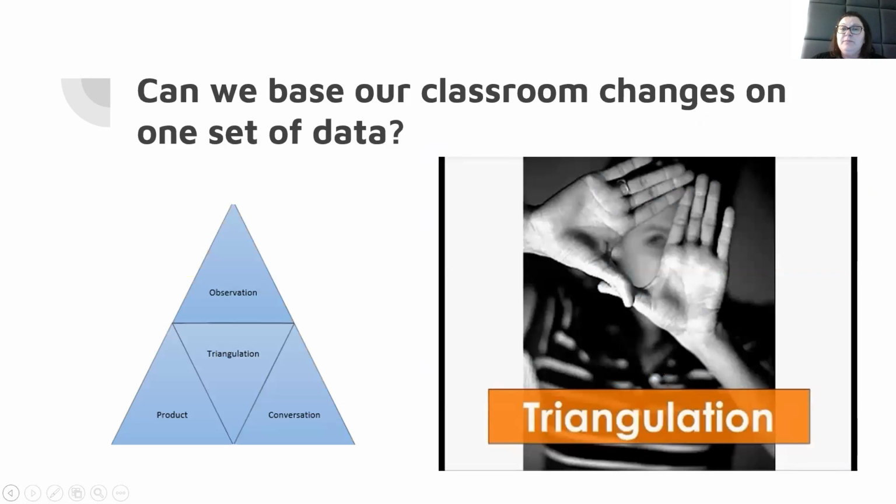We also have to know, can we base our classroom changes on one particular set of data? I'm not going to show you the video, but there's a video on triangulation. And triangulation is a concept that essentially says that we should have observation, conversation, and product data. That we should have 3 different sources of data, at least, and types of data in order to make our classroom change decisions. I don't know that we often do that, but we need to remember that we have to triangulate that data. If we aren't doing that, then we don't have good decisions and bases to make our changes and decisions.